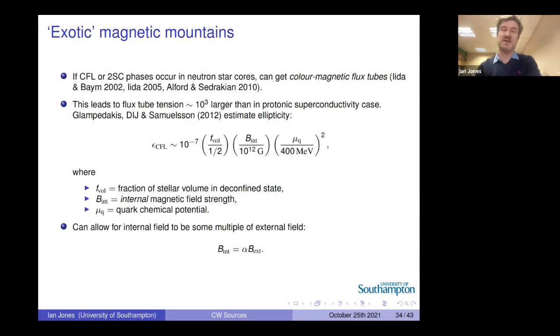And I did an estimate of this with my colleagues Kostas Glampedakis and Lars Samuelsson. We found that you could be getting mountains, sort of magnetic CFL mountains, as big as 10 to the minus 7. Now, this was for an internal magnetic field of 10 to the 12 Gauss, so that's not a crazy field. And that mu_q is something to do with the quarks, the quark chemical potential. So that is quite encouraging. As I say, we don't know how strong the internal field is. It's probably at least as strong as the external, could be significantly stronger.